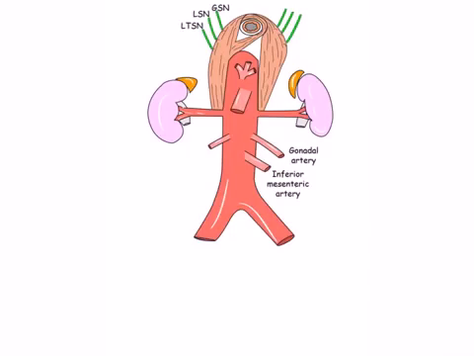The greater splanchnic nerve leaves the sympathetic ganglia of 5 to 9 on each side. The lesser splanchnic nerve arises from ganglia 10 and 11, and the least splanchnic nerve arises from the 12th ganglion. These nerves on each side approach the abdomen by passing through the left and right crura of the diaphragm.